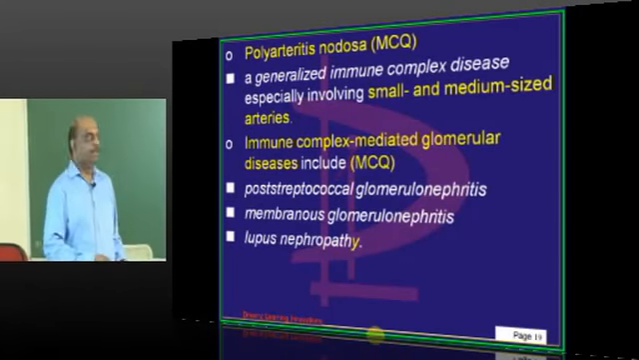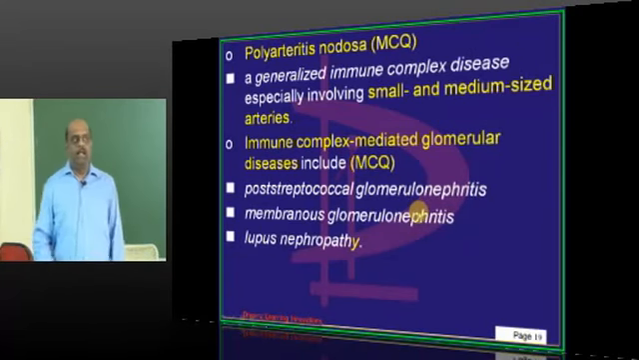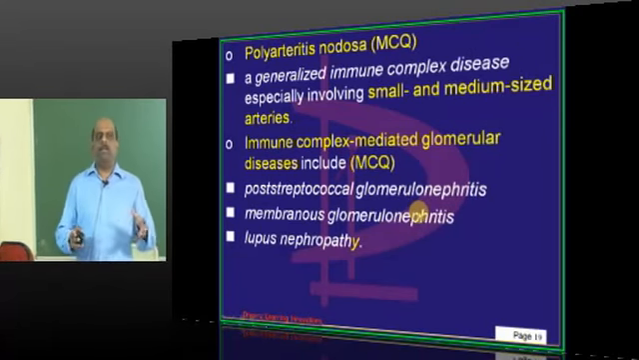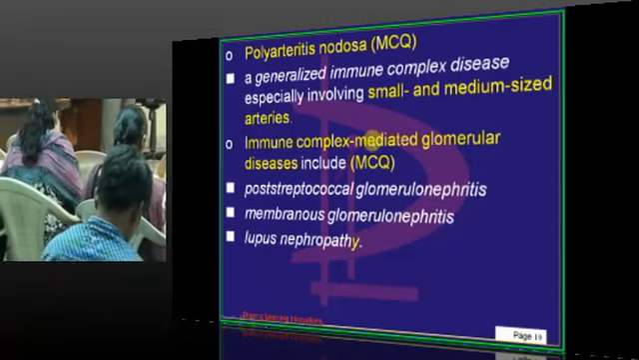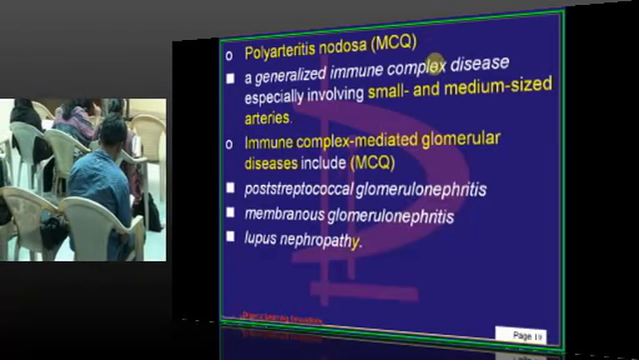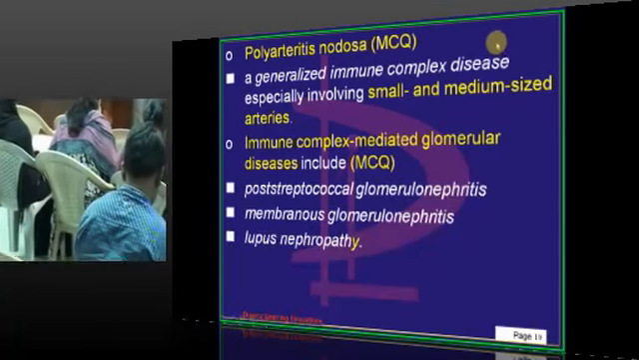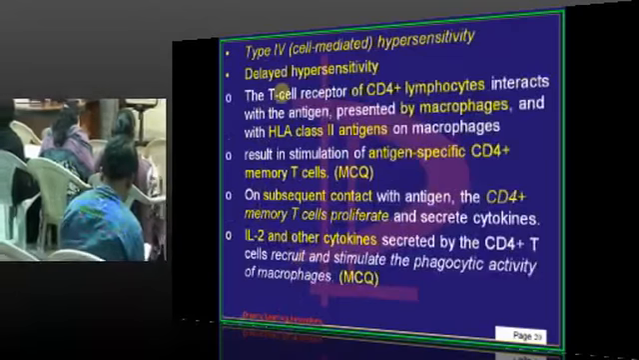Polyarteritis nodosa, which is a generalized immune complex reaction where all these insoluble immune complexes go and deposit in small and medium sized vessels. Then among glomerular diseases, the other day we studied immune complex mediated glomerular diseases, which are type 3 hypersensitivity: PSGN, membranous glomerulonephritis, lupus nephropathy, etc.